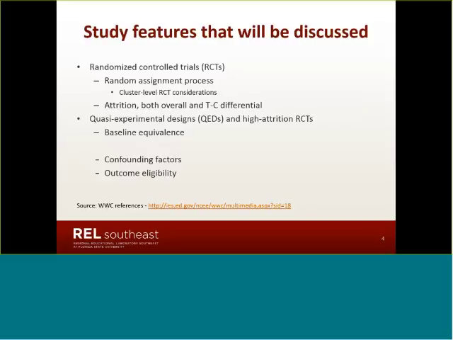And then for both designs, we'll talk about confounding factors, whether any confounding factors exist, and whether appropriate outcomes were analyzed. So we'll talk about those key study features. We'll also talk about power analysis, which is not considered by the WWC evidence standards.